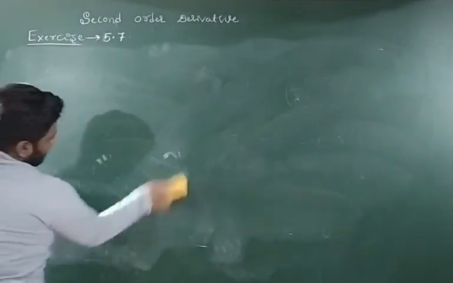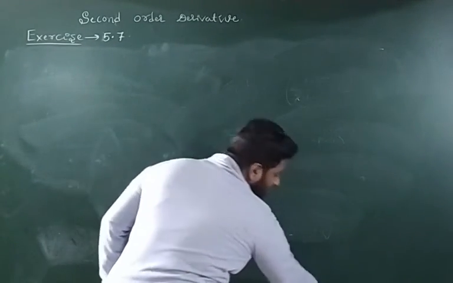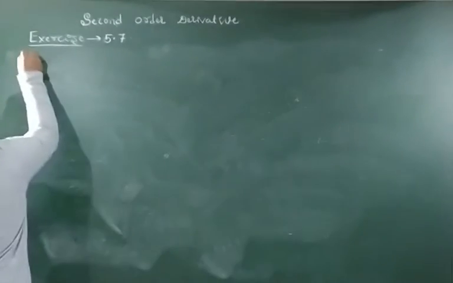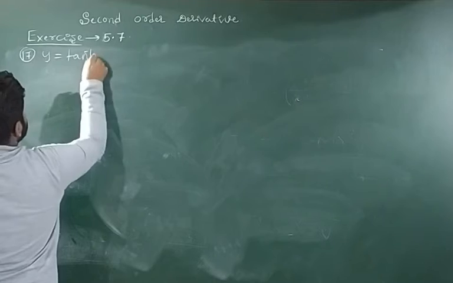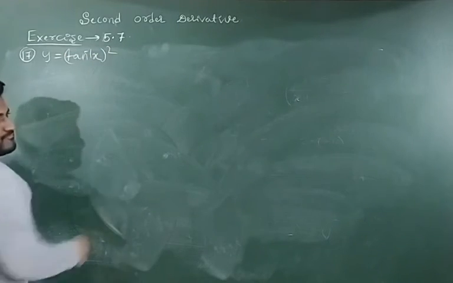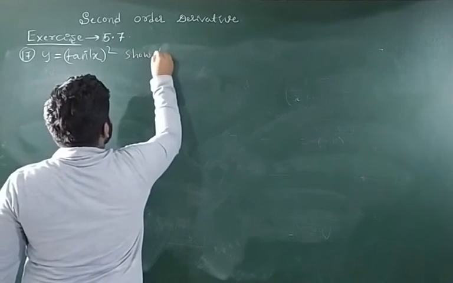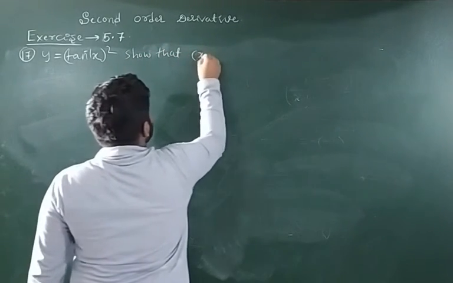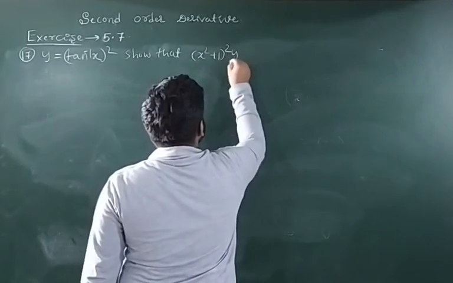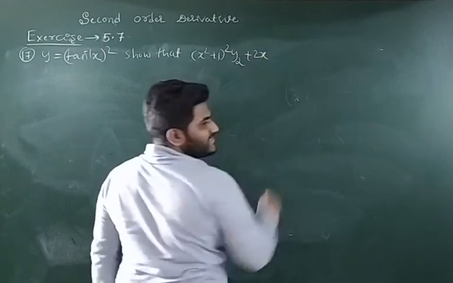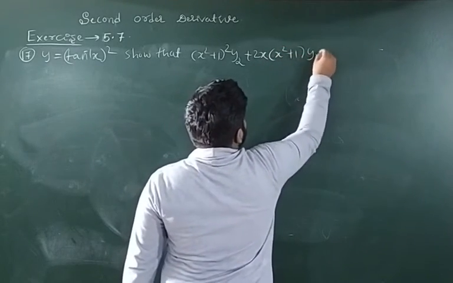Last question of exercise 5.7. Question number 17: if y is equal to (tan inverse x) whole square, then show that (x square plus 1) whole square into y2 plus 2x into (x square plus 1) y1 is equal to 2.